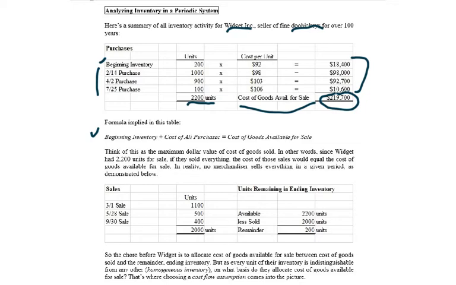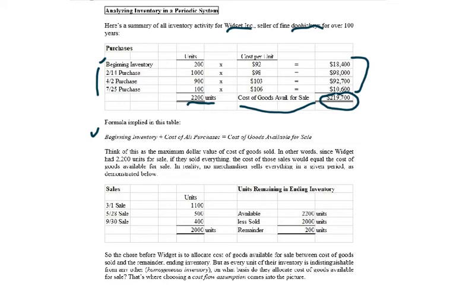Now, what are you looking at there? This is the way I have tried to phrase it just to make it a little bit more straightforward in some ways. It's the upper limit for your cost of goods sold. That's really the way of thinking of it. It's the total cost of everything you could have sold during the period.